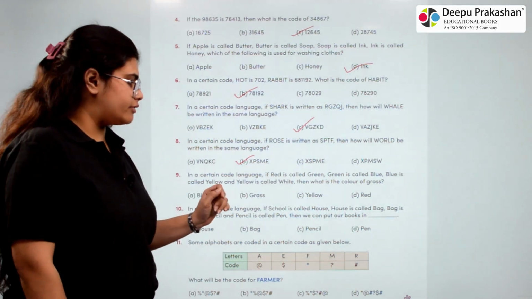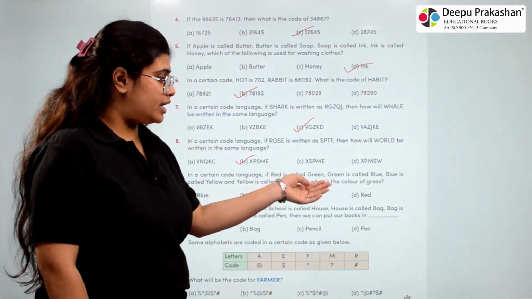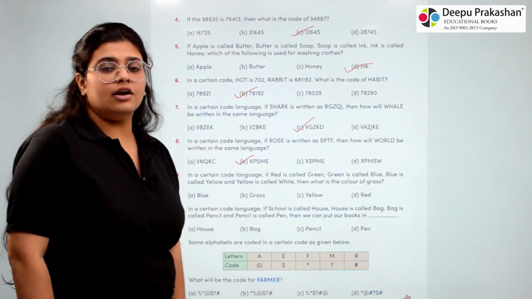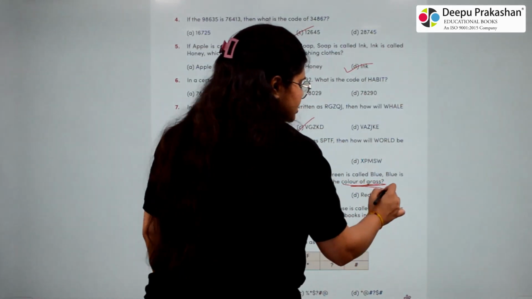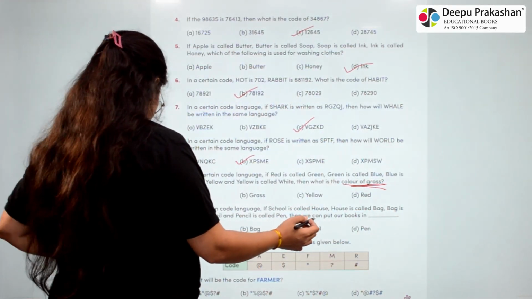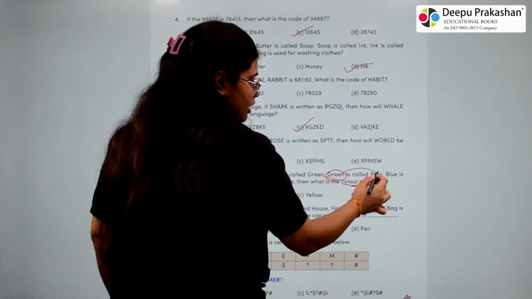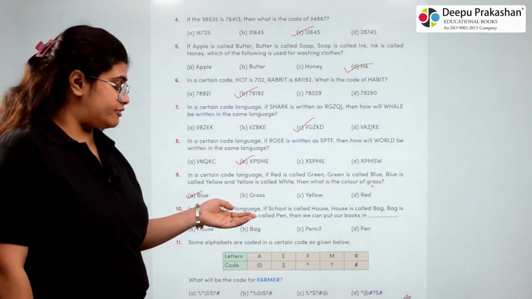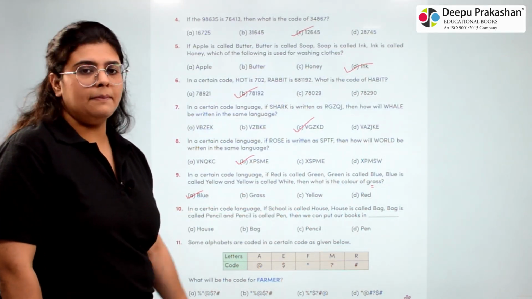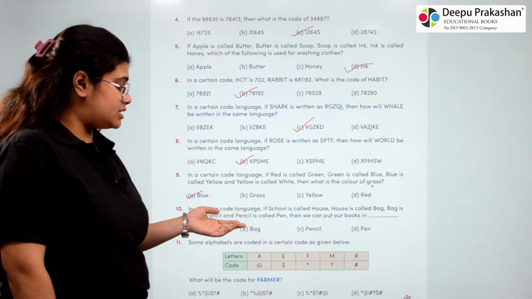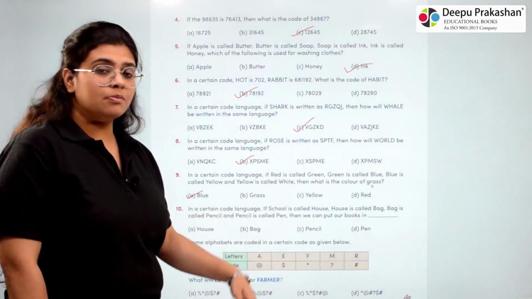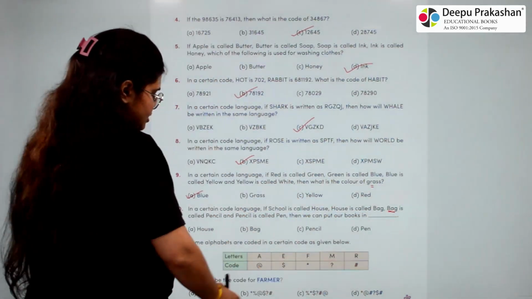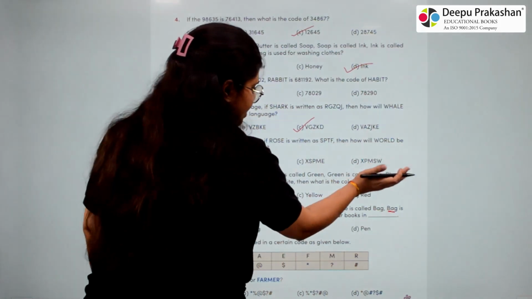9. In a certain code language, if red is called green, green is called blue, blue is called yellow, and yellow is called white, then what is the color of grass? So the color of grass is green. And green here is called blue. So our answer is blue. 10. In a certain code language, if school is called house, house is called bag, bag is called pencil, and pencil is called pen, then we can put our books in. So in which thing do we put our things? That is a bag. And a bag is called a pencil here. So our answer is pencil.